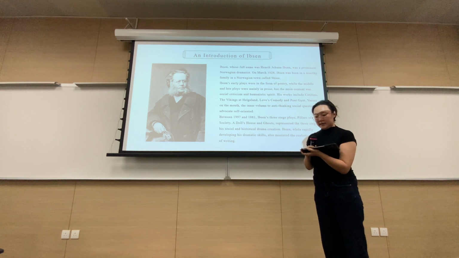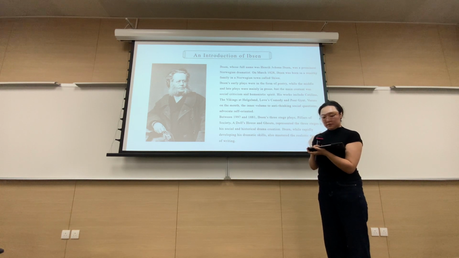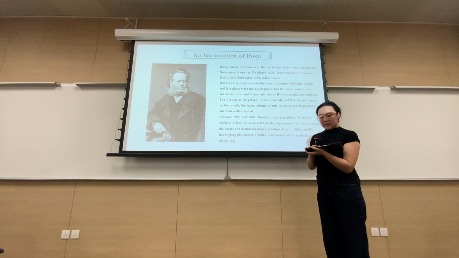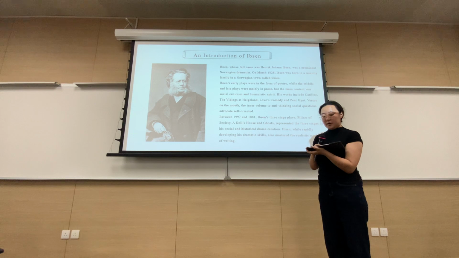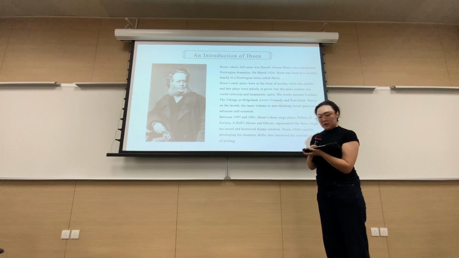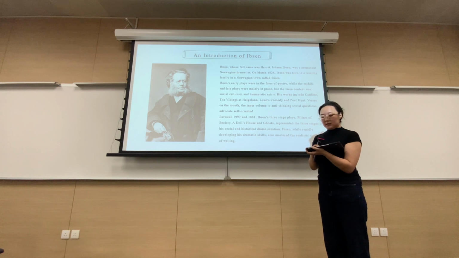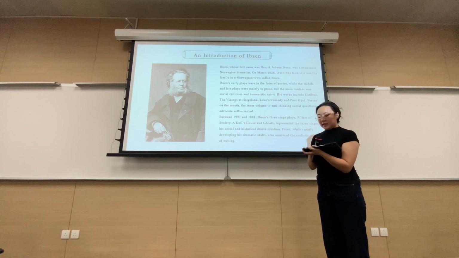Between 1877 and 1881, Ibsen's three-stage plays Pillars of Society, A Doll's House, and Ghosts represented the three stages of his social and historical drama creation. Ibsen, while rapidly developing his dramatic skills, also mastered the realistic method of writing. He had a keen perspective of European society and revealed European social problems intuitively and successfully in the form of prose, which has milestone significance in the history of modern drama. And he is known as the father of modern drama.